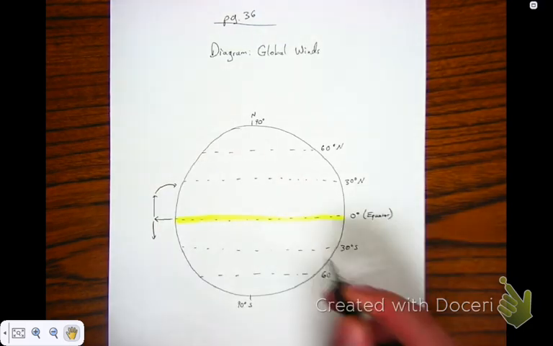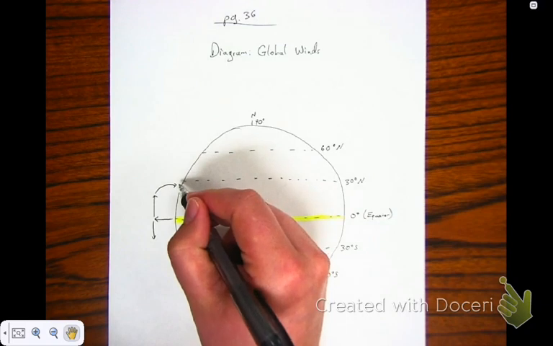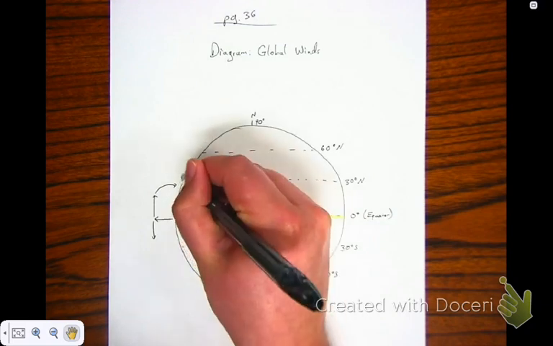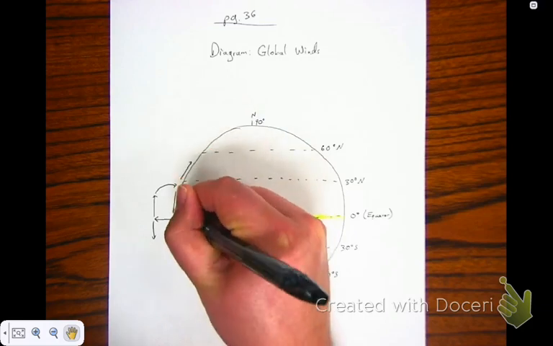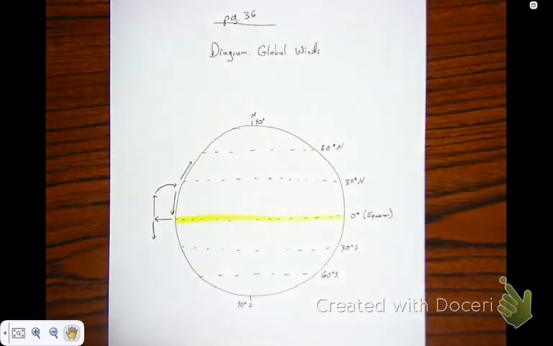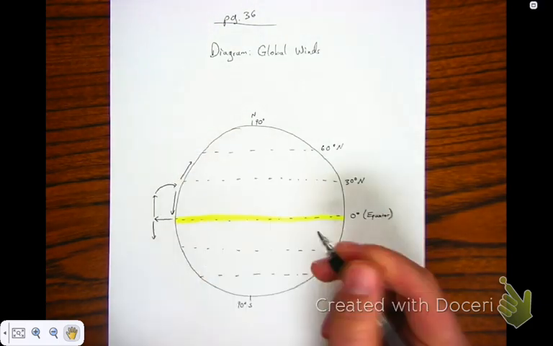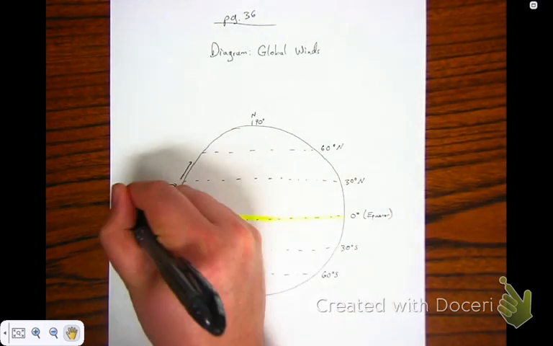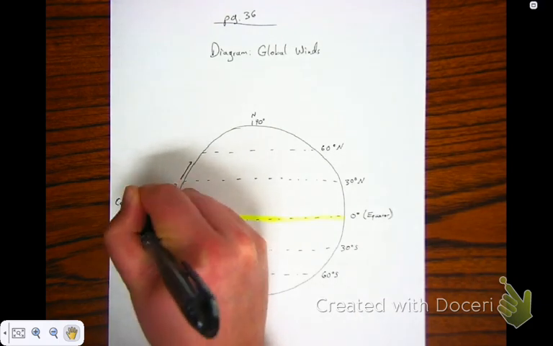And then once it falls back to the Earth, it's going to push the air in two directions. It's going to push the air this way, and it's going to push the air back this way. So now we start to see this circular pattern forming, and remember this circular pattern is called a convection cell. So this is what we looked at earlier, called a convection cell.